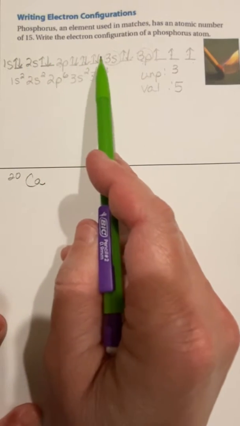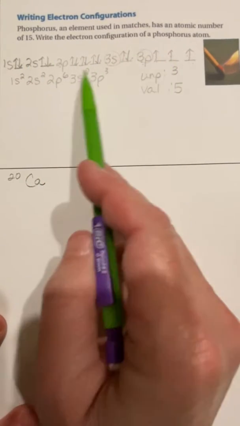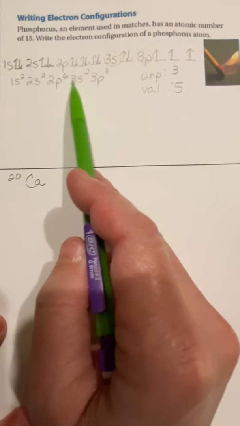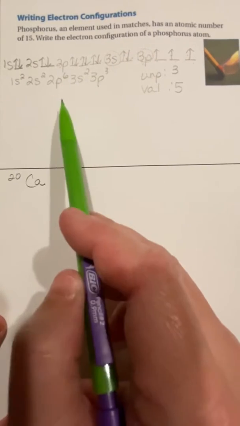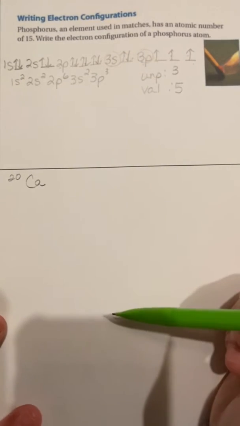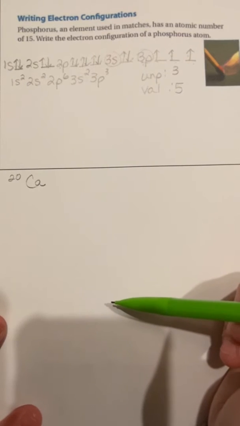We are going to do arrows for a day or two, and then I'm going to move to where we're just writing an electron configuration like this. And I'm going to show you an even easier way with calcium and the next one I do, to show you how to abbreviate.